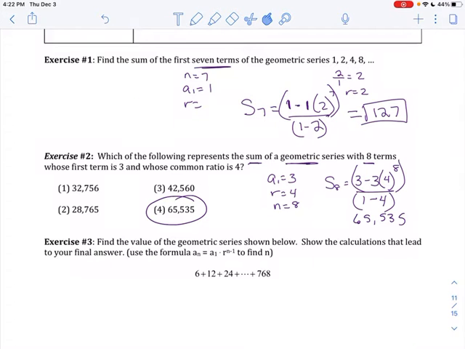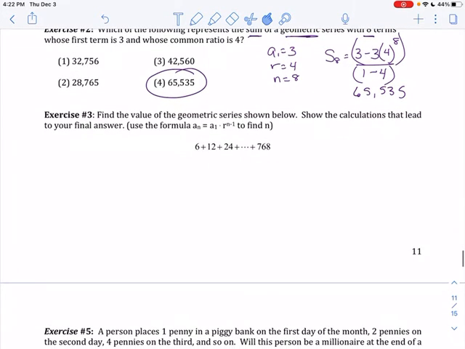All right, just like we did with the arithmetic series, sometimes we don't have n, so that's what's going to happen in question 3. Find the value of the geometric series shown below. Show the calculations that lead to your final answer. Use the formula a sub n equals a sub 1 times r to the n minus 1 to find n.